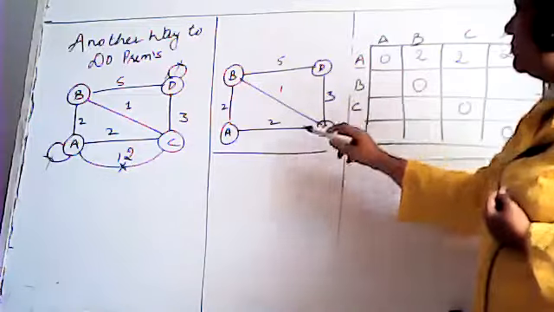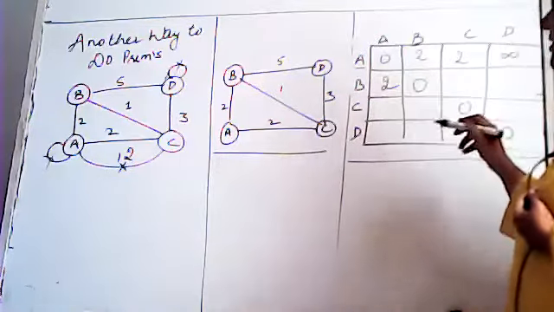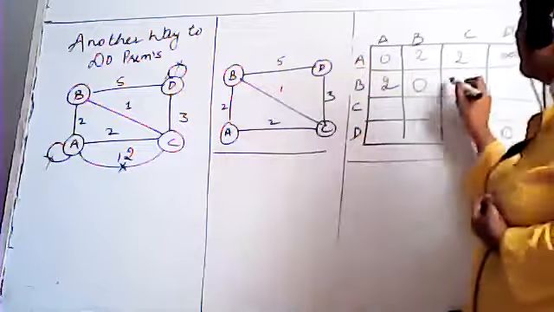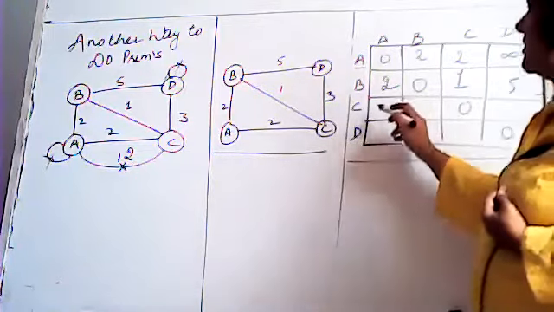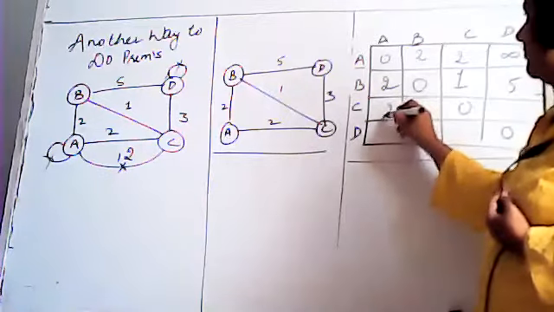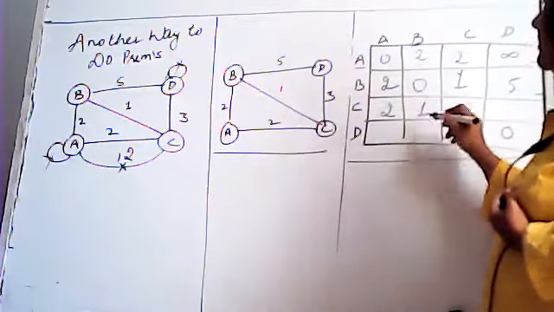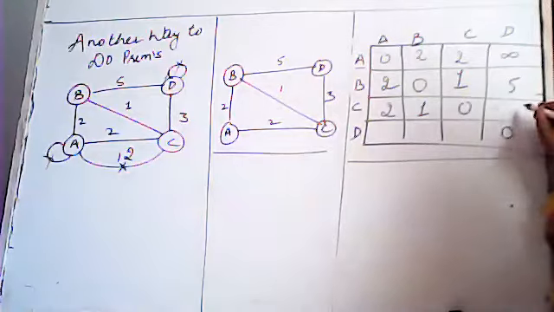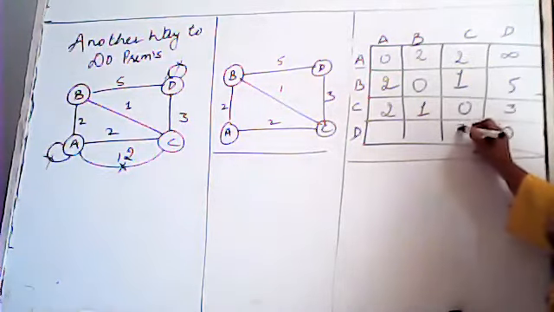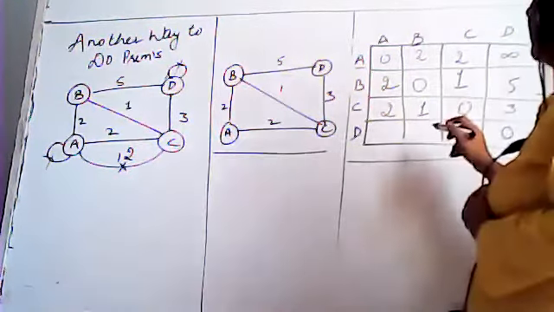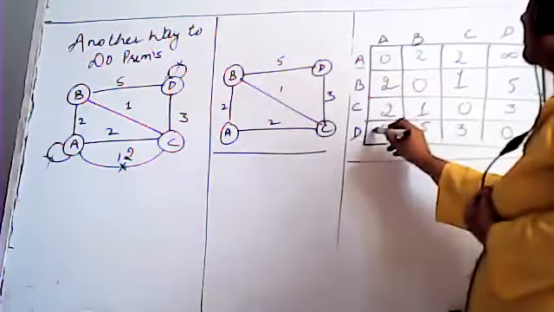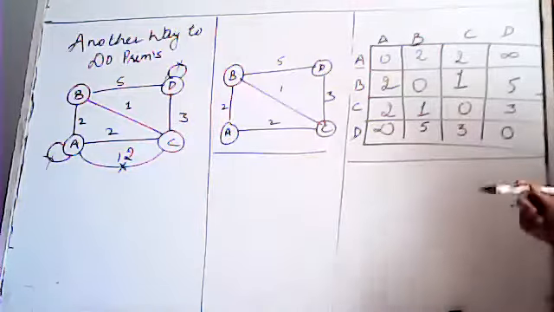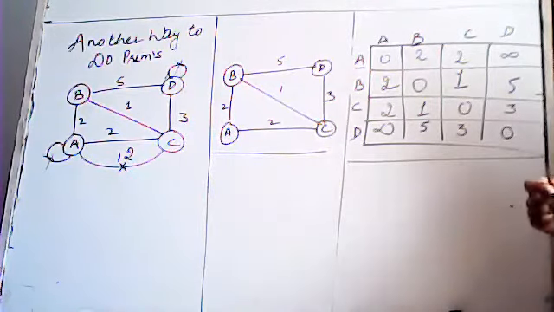Now for B to A, the weight is 2, B to B it is 0. For B to C, the weight is 1, and from B to D it is 5. Now C to A 2, C to B is 1, C to C 0, and C to D is 3. So D to C is also 3, D to B 5, and D to A no edge, so it would be infinity. Is this tabulation part clear? Please raise your hands if it is clear. Only then we can draw the graph.